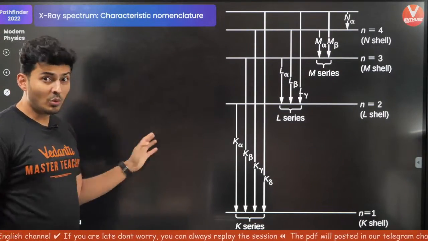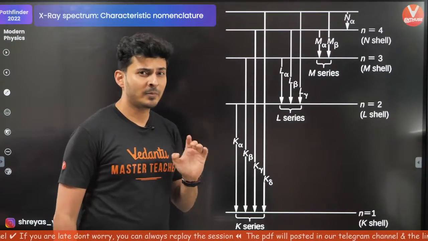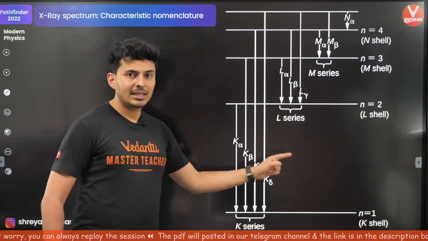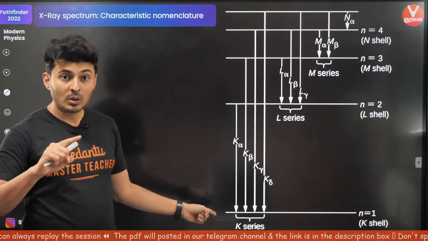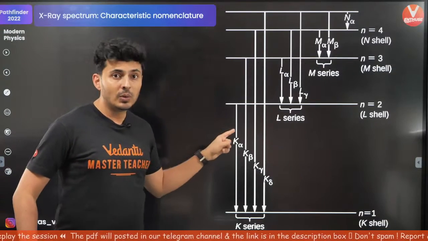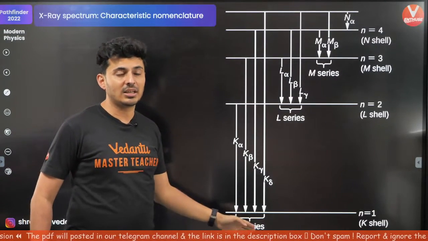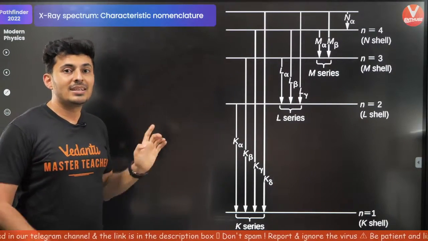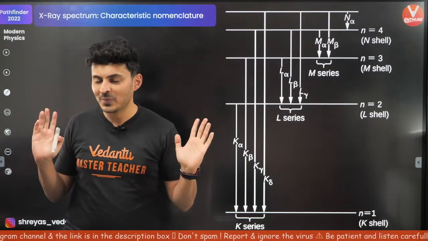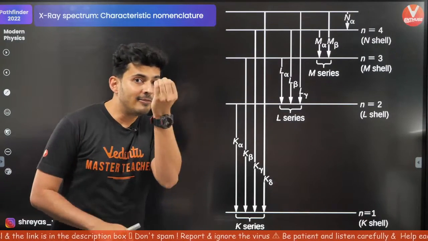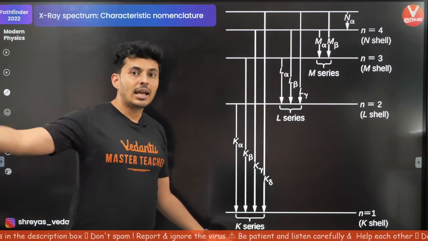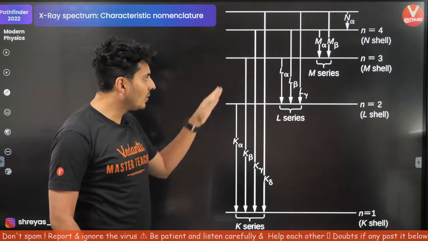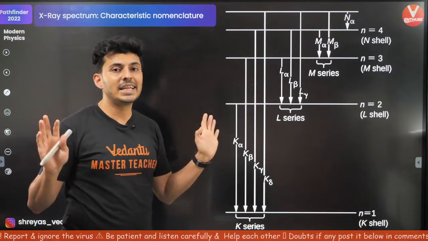Now, what is the nomenclature? Very important. If the vacancy is created in K shell, then to fill it up, you need a jump from higher orbit to the K shell. Then the photon which is emitted is called the K series photon. So what is a K series photon? Vacancy is in K shell. An electron from any other shell jumps from higher shell to K shell. Those wavelengths which are emitted, they are the K series.